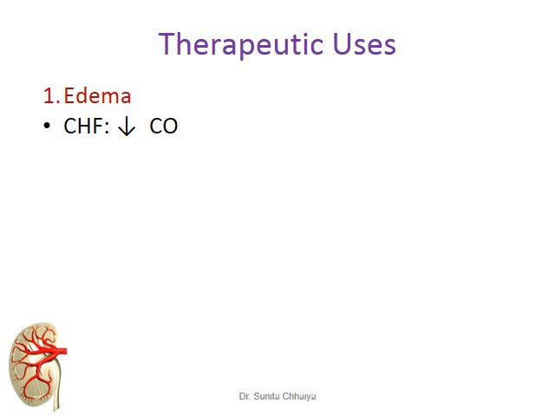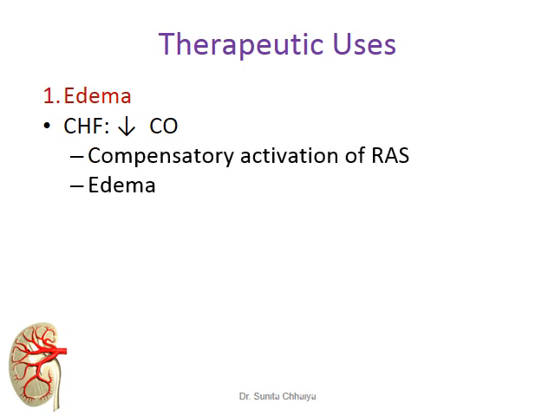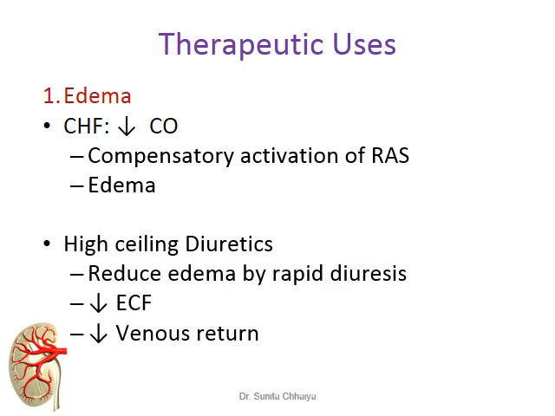Due to a failing heart, there is a gradual decrease in cardiac output. Due to that, compensatory mechanisms are activated, the renin-angiotensin system is activated, and that activation can retain more sodium and water. But the heart is unable to pump sufficient blood, so there is a gradual accumulation of fluid, and that leads to an edematous state. If diuretics are administered, high ceiling diuretics reduce edema by rapid diuresis.